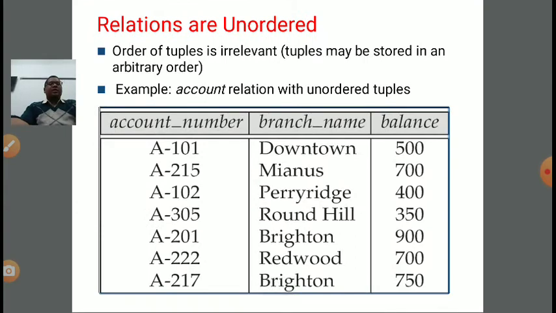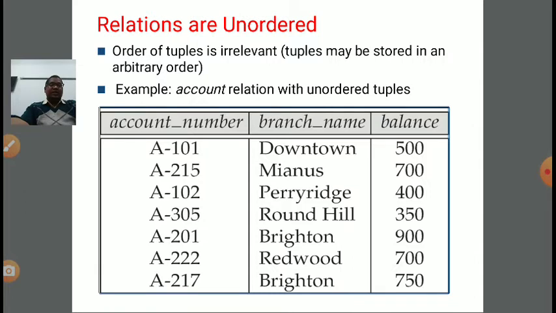The order of the tuples is irrelevant. Tuples may be stored in any arbitrary order. Example, account relation with unordered tuples. Suppose I am saying that A101 should always be put in the first line.